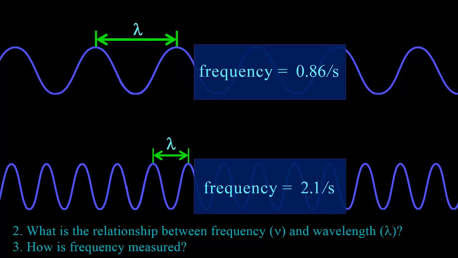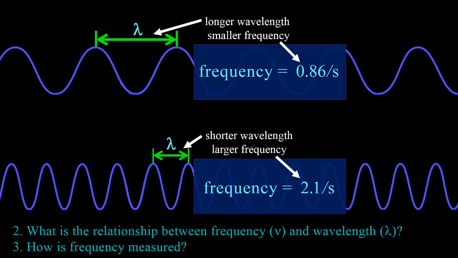So here we get a better view of the relationship between frequency and wavelength. The longer the wavelength, the smaller the frequency, and a shorter wavelength has a larger frequency. So frequency and wavelength have an inverse relationship.